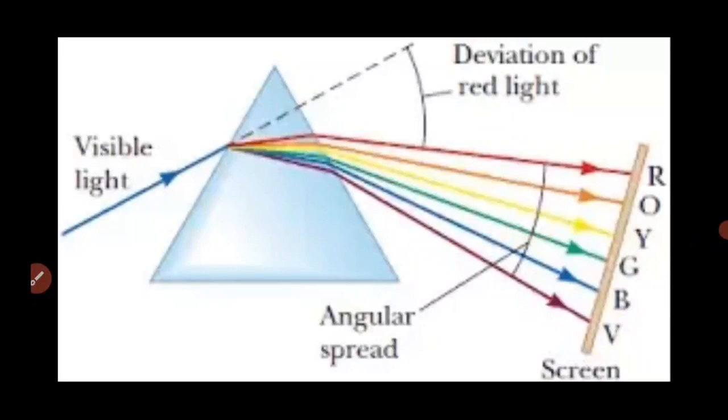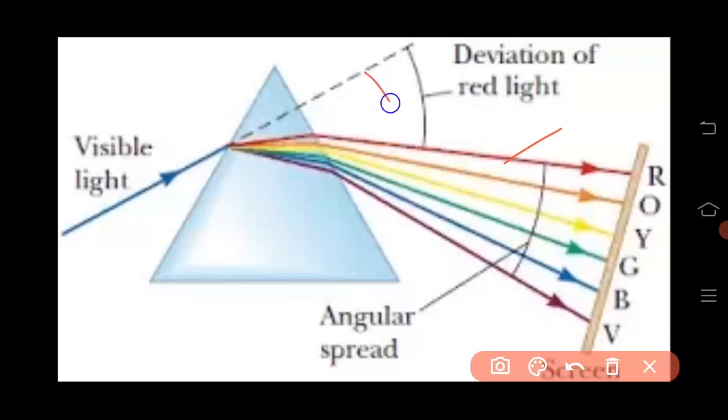Students, in this picture, the angle of refraction is the smallest for red. So here the angle of deviation of red light is very small when compared to the violet color. So this angle is very small when compared to violet. This is one more important question: the angle of refraction is the smallest for red and then it is highest for violet.